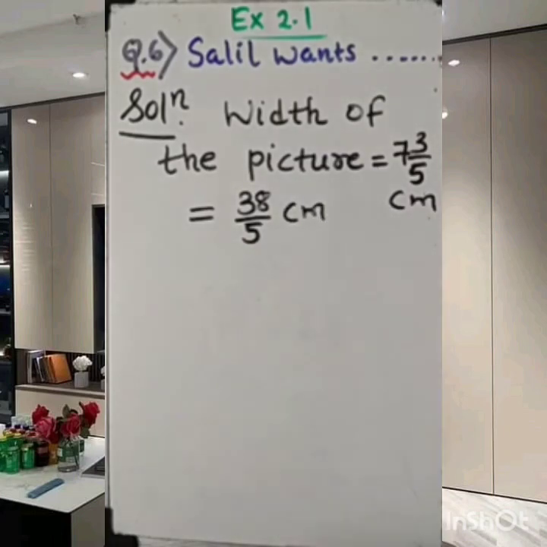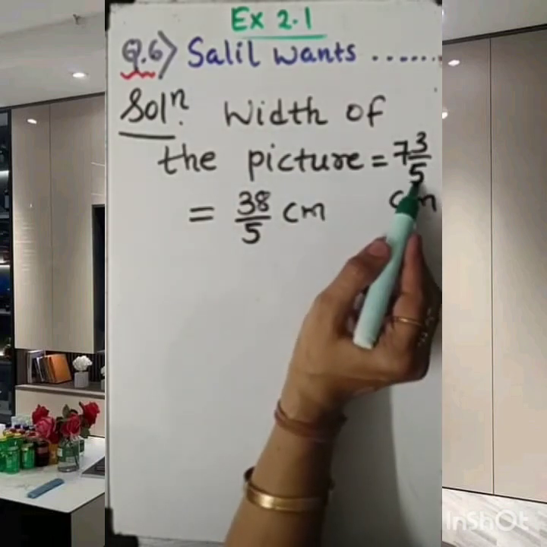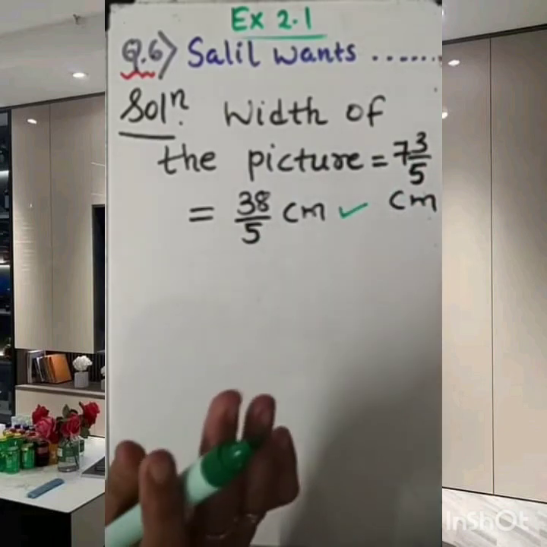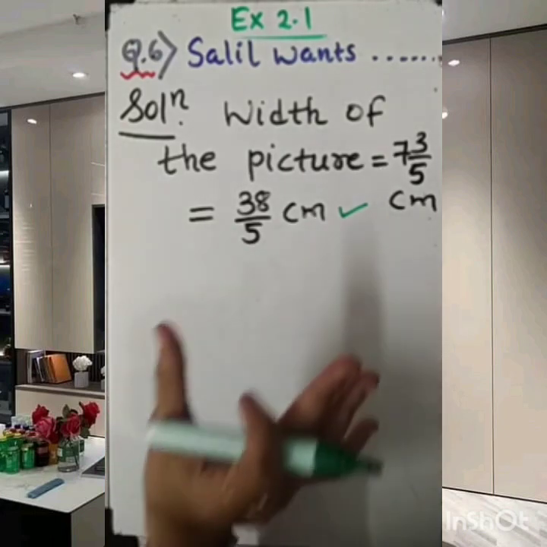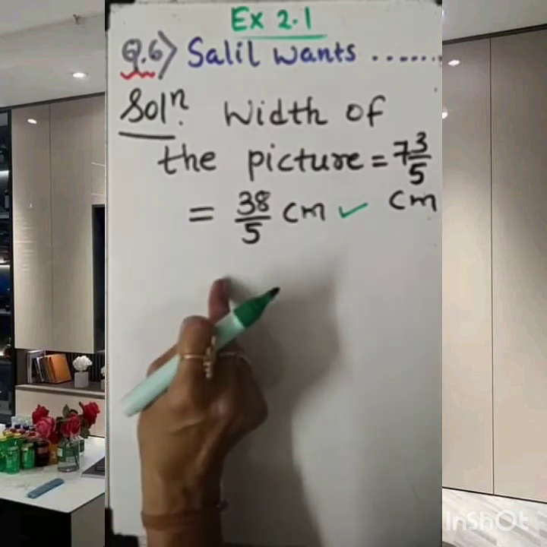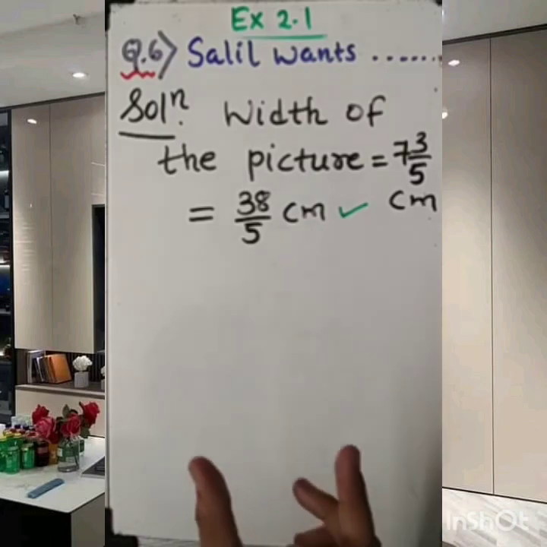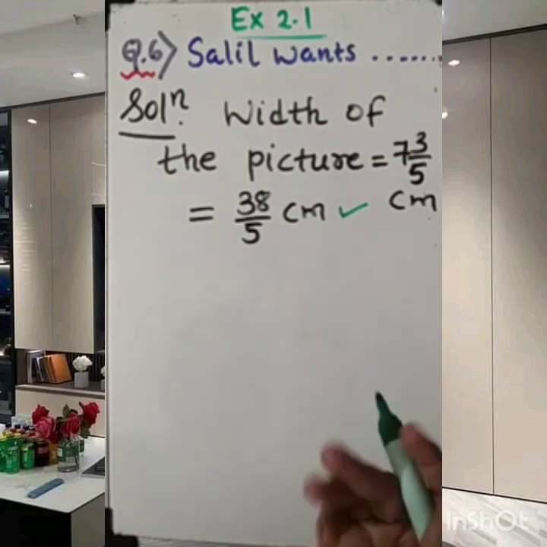Once again look at your screen. Here the width of the picture we are given is 7 3/5. This is a mixed fraction, so we are converting it into 7 times 5 is 35, plus 3, that is 38/5 centimeters. Now the question further says that to fit in the frame, the picture cannot be more than 7 3/10 centimeters wide, meaning it should not exceed this limit. So we are asked how much should the picture be trimmed.